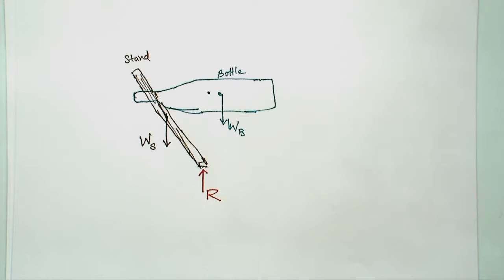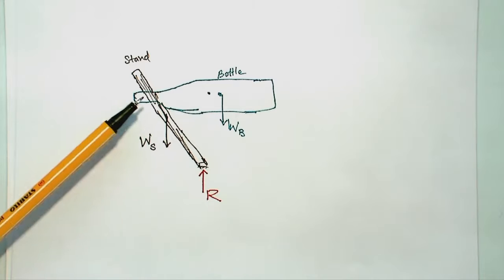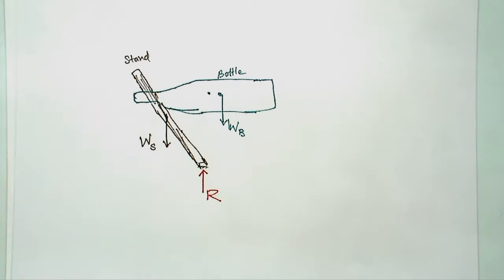Sorry? Go on, I cannot hear. Be louder, please. Gravity of what? So gravity pulling the bottle is this weight, WB. Gravity pulling the stand is given by the weight, WS. Is that okay? Yeah, go on. Yeah, so those things are internally balanced at this moment. You mean at this joint over here.